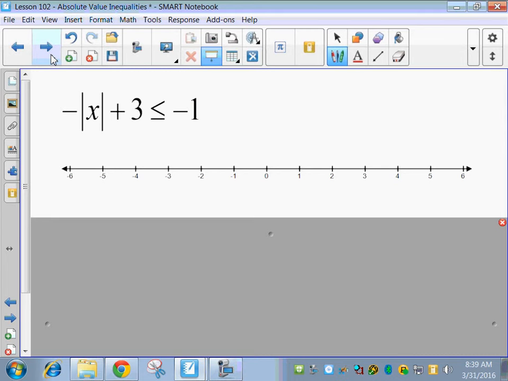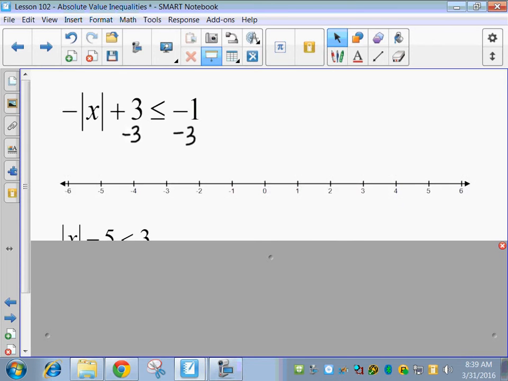So we have negative absolute value of x plus 3 is less than or equal to negative 1. Before you branch it out into the positive and the negative, you have to isolate the absolute value. Okay, that's always the first step. Get the absolute value of x by itself. So we need to get rid of this plus 3 first. So I'm going to subtract 3 from both sides.